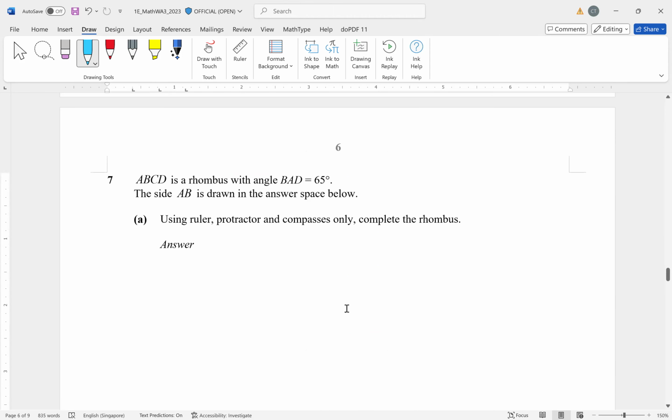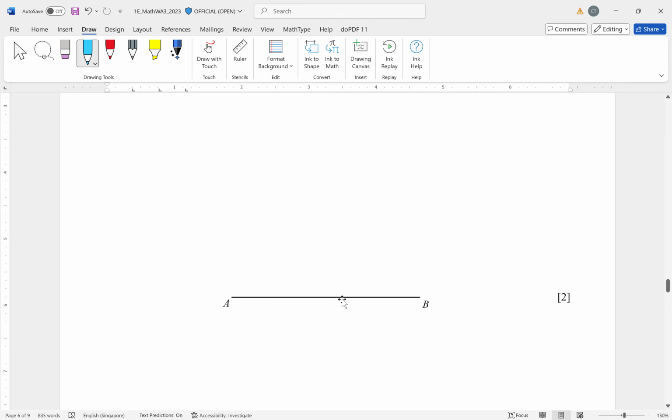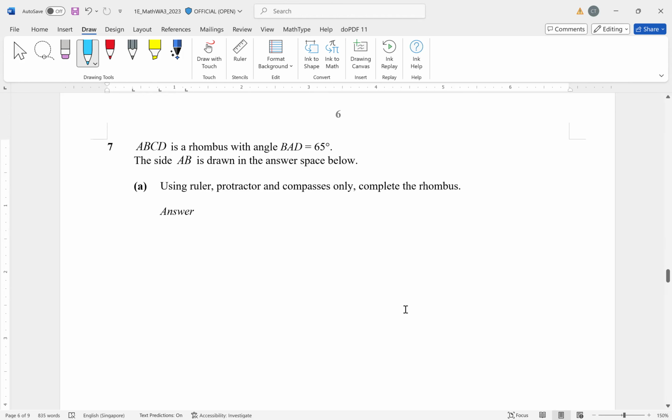Right, the last part is a drawing question. We are given ABCD is a rhombus with side BD equals 6.5, with angle BAD equals 65 degrees. The side AB is drawn in the answer space below. So they have already drawn AB for you. If you measure AB, it's actually 7 cm now. So using a ruler, protractor, and compass only, complete the rhombus.